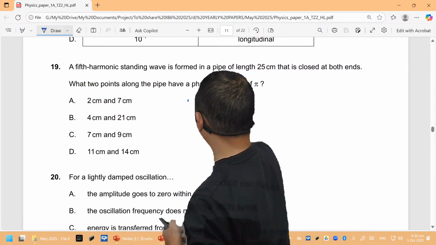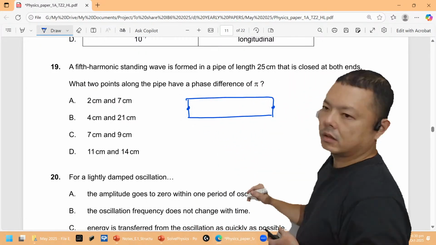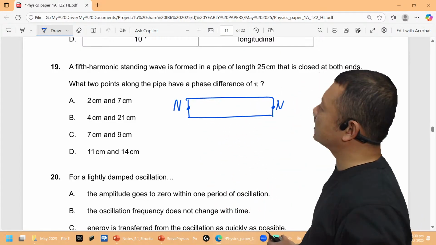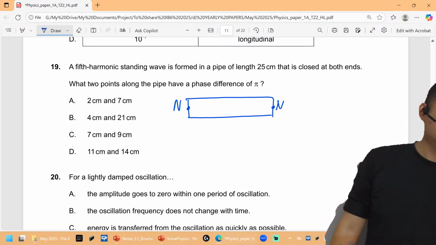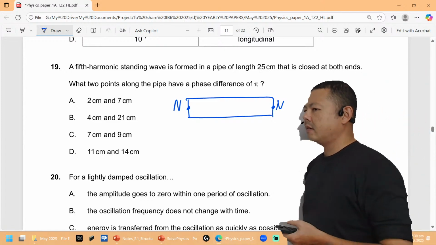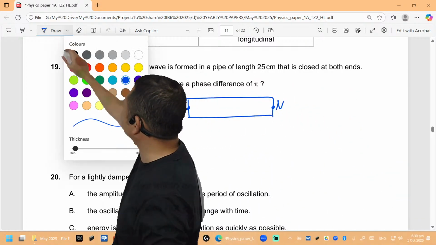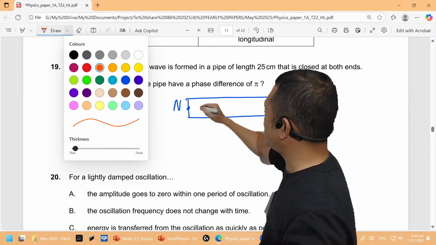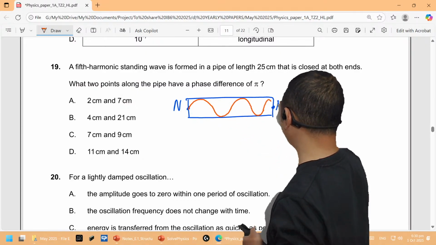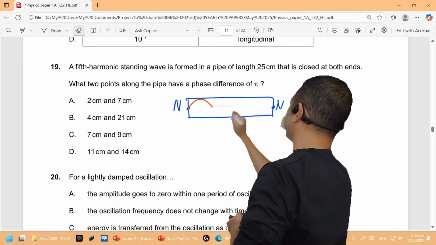Both ends closed means what? Nodes at both ends. Right. So how does a fifth harmonic look? 5 peaks. Up peak and down peak are also considered peaks, right? Okay. So you've got to understand that it's basically 5 halves. 5 halves. So 1, 2, 3, 4, 5. Right, so you get the idea.